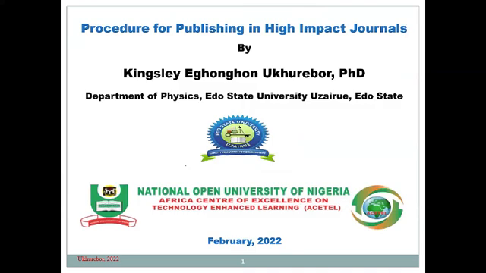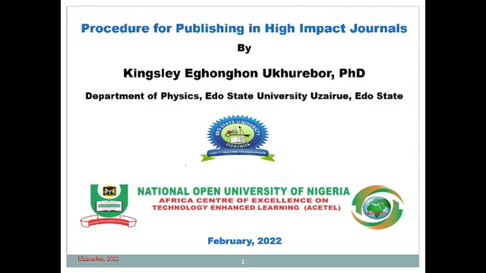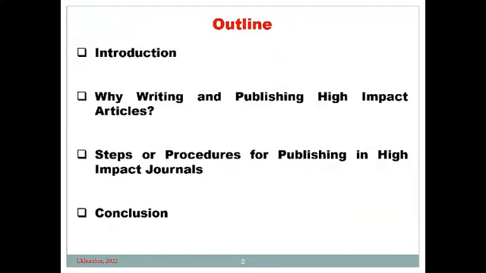I will be talking to us this evening on procedure. The first part of my lecture will be on the procedure of publishing a high impact journal paper. These are the outline for my lecture. We'll look at the introduction, which will give us a background on what we mean when we talk about high impact journals. We'll also look at why we need to write and publish our papers or articles in high impact journals. Then the major core aspect of our work tonight will be on the steps or procedure that will guide us in publishing in high impact journals.